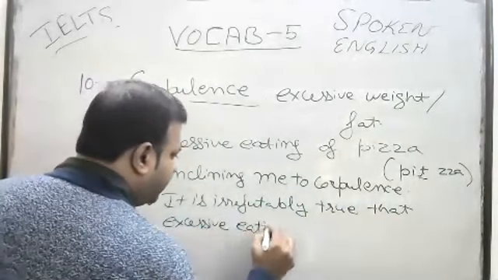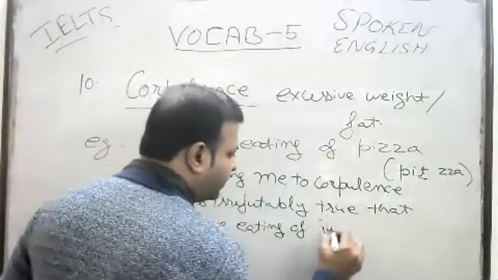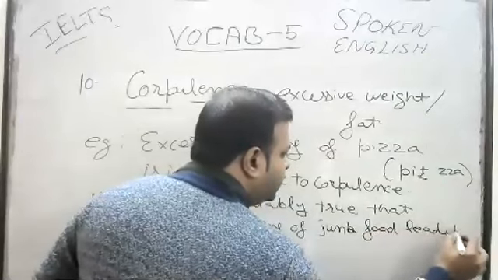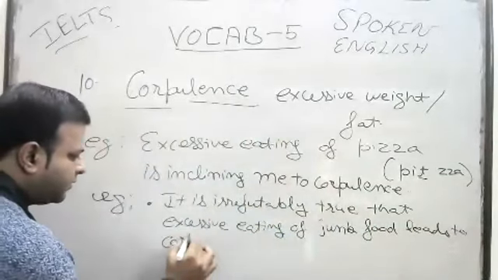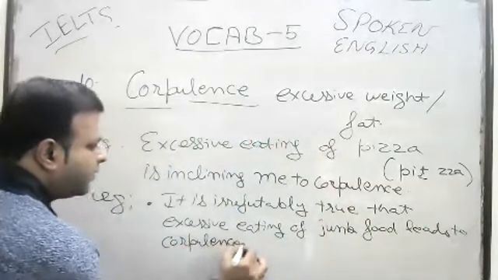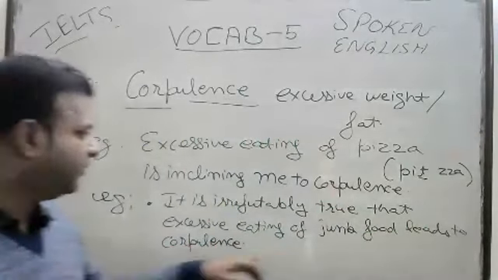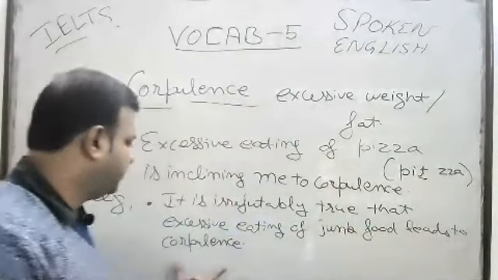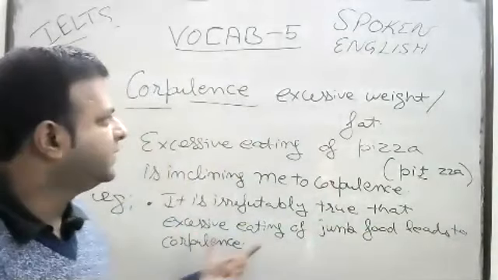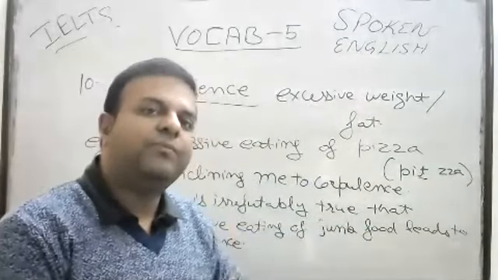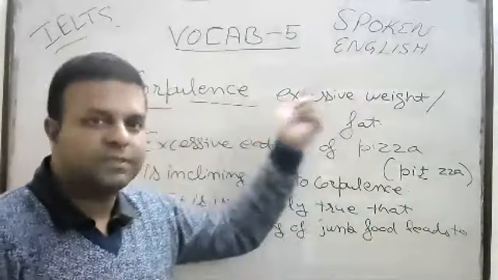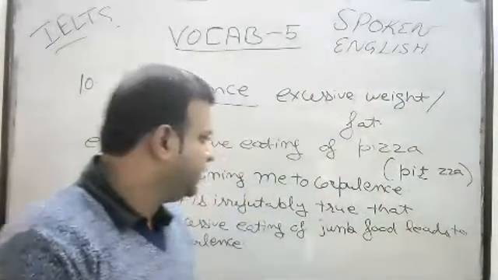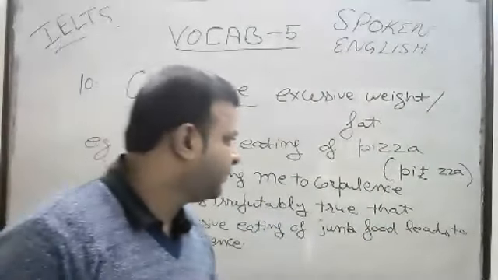excessive eating of junk food or processed food leads to corpulence. So it is irrefutably true that excessive eating of junk food leads to corpulence, which means obesity. Instead of using obesity, we are using corpulence, which means excessive weight or fat. I hope these words were clear.